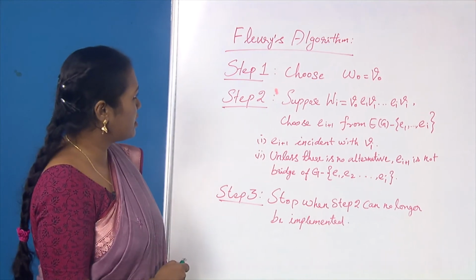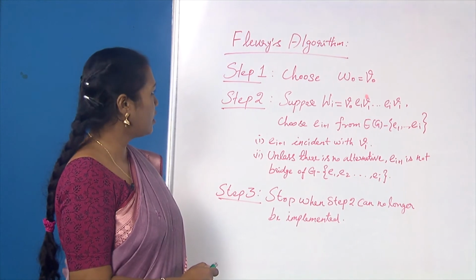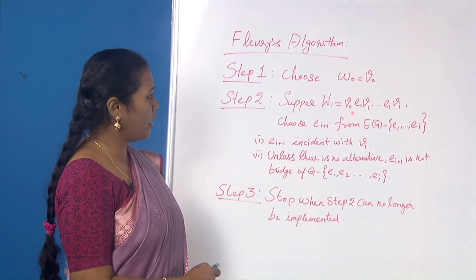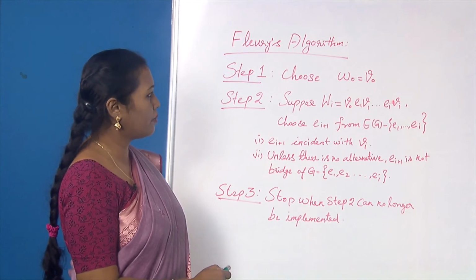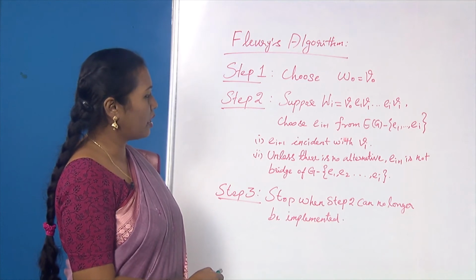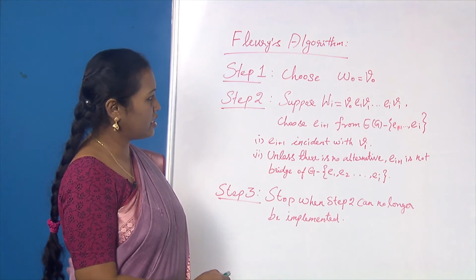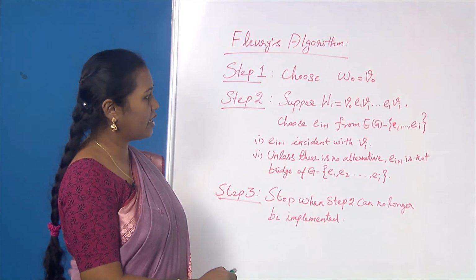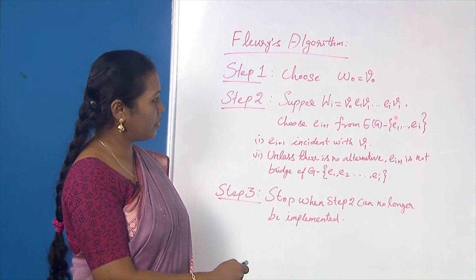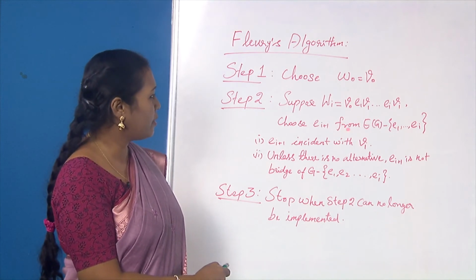The first step is you need to choose a vertex w0 equal to v0, and step 2 is, suppose wi is equal to v0, e1, v1 so on up to ei, vi. You are supposed to choose e(i+1) from the edge set of G, subtracting the previous edges. So e1, e2 up to ei, the ith edge, should be taken away from the edge set of G, and you have to choose the (i+1)th edge, e(i+1).